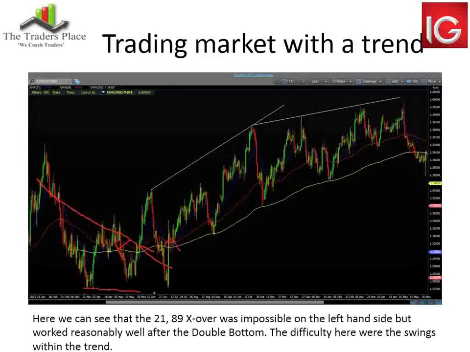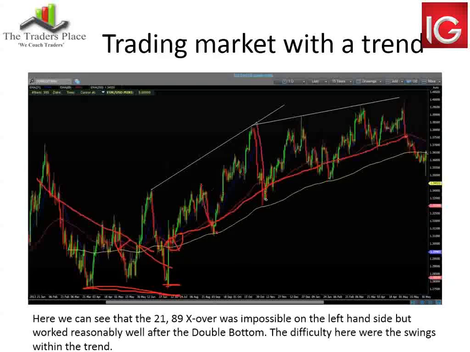We did have a double bottom, and then the 21/89 started to work. So we had the double bottom confirmed there, the 21 crosses above the 89, and it goes up. If we're a trend trader, we'd be looking at the chart pattern plus the two moving averages, take the trade, and lo and behold, we start getting swings within a trend. So the market is trending up, and we can see the 21 stayed above the 89 for quite some time.